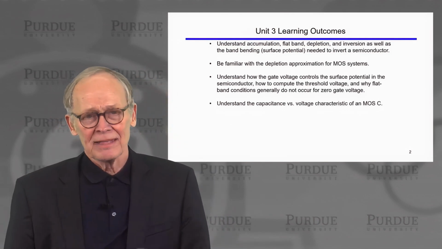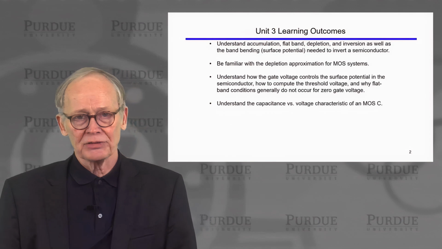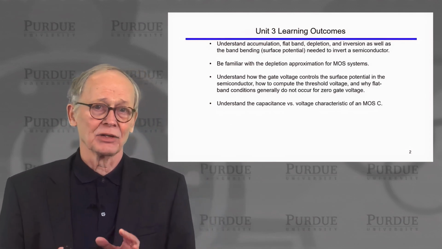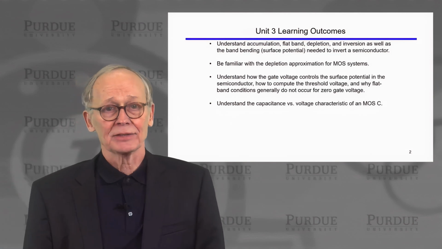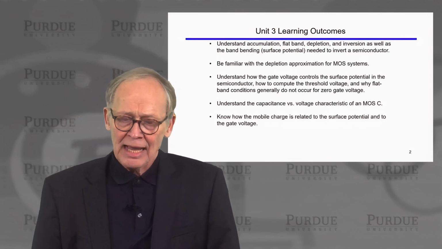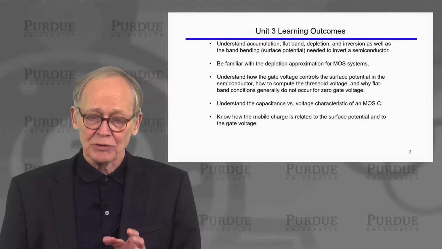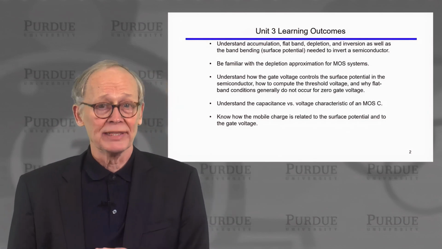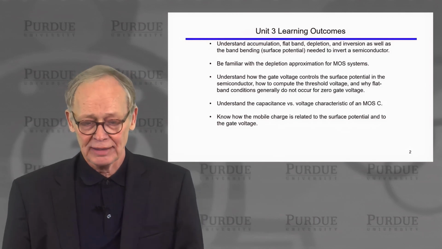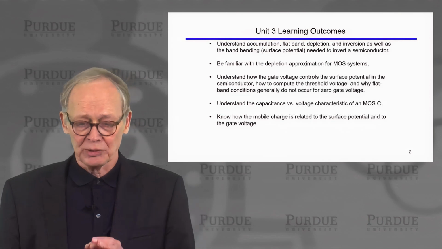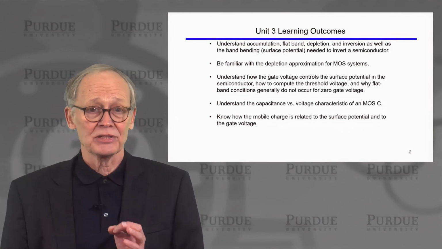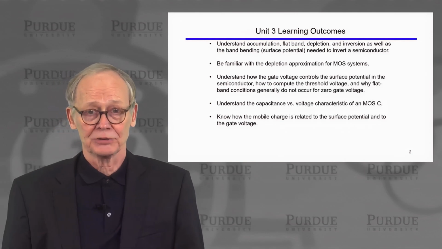We then talked about the capacitance versus voltage characteristics of MOS capacitors, a widely used technique to learn a lot about the semiconductor insulator metal system. And then we talked about how the mobile charge, which is what we need for the next unit, the mobile charge carries the current in the MOSFET. We talked about how the mobile charge is related to the surface potential and how it's related to the gate voltage that produces that surface potential.